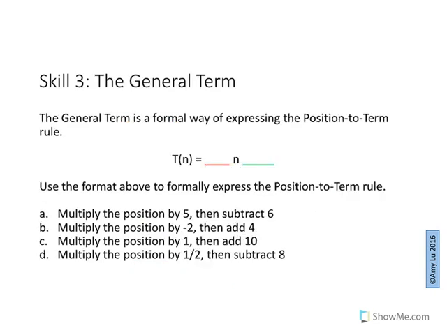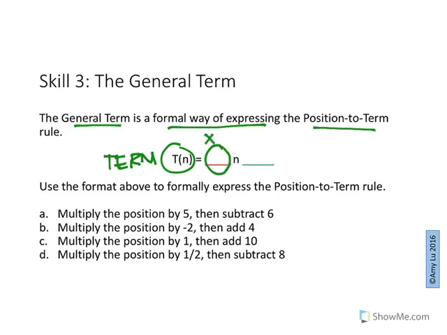Now finally, we get to the general term. The general term is basically the formal way of expressing the position to term rule. So if you look at this part represents the term, meaning the answer. This part represents what we multiply by, and this part represents what we add or subtract by. So if we want to use this format to formally express the position to term rule, this is what we do.